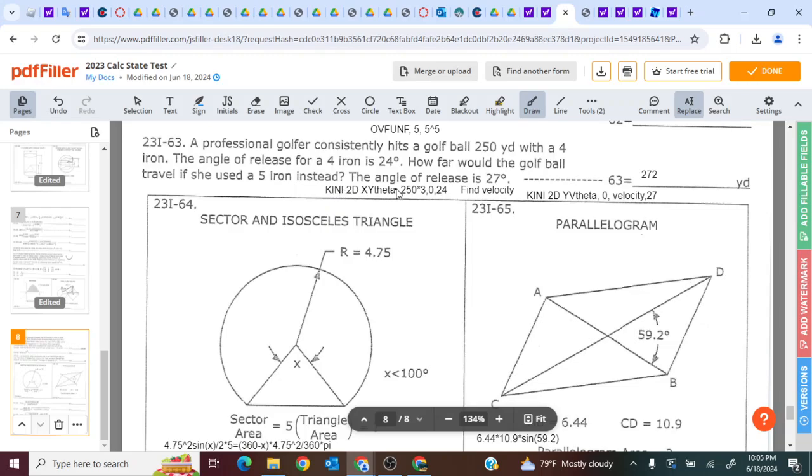Your change in x is 250 yards, so 250 times 3 to convert to feet. And then you have y. Your change in y is 0. It can be implied that the change is 0, and then your angle is 24 degrees. Use the xy theta program. That will get you the velocity in feet per second, which means you can go back into kinematics 2D. Your change in y is still 0, your velocity is the same, and your theta is 27 degrees now. So put all those values in, and they will get you the change in x in feet. Then you divide by 3 to convert to yards, and you'll get 272.